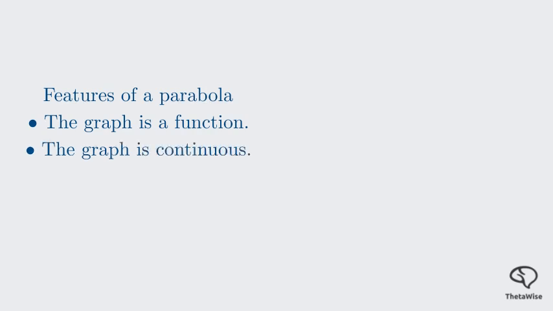Second, the graph is continuous. You can draw it from end to end without ever lifting your pen from the page. There are no gaps, breaks, or jumps. Third, it is symmetrical about a vertical line called the axis of symmetry. This line, given by x equals negative b over 2a, divides the parabola into two identical mirror images. This symmetry is a hallmark of parabolas.